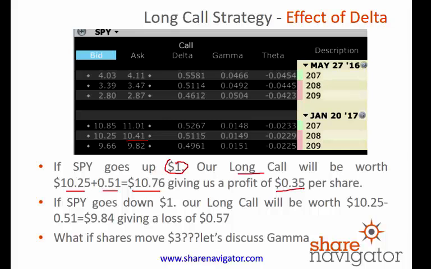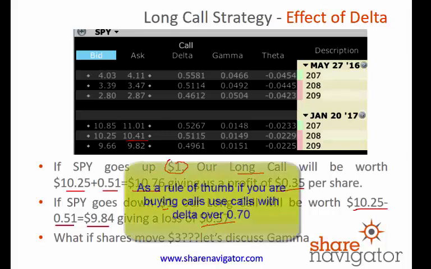But what would it mean if the share price went down by $1? Well, our long call would be worth 10.25 minus the 51 delta, which would be 9.84. So we took away delta this time because the share price dropped by $1. And that would give us a loss of 57 cents a share because we bought the option at 10.41, and it now would only be worth 9.84.